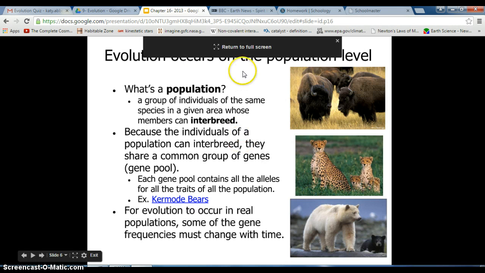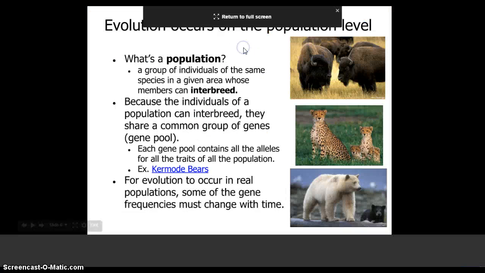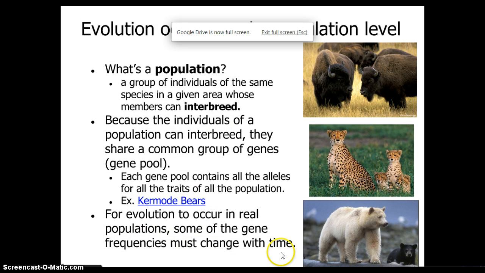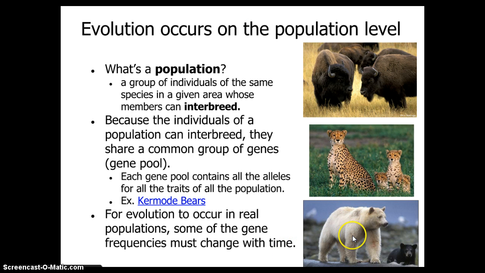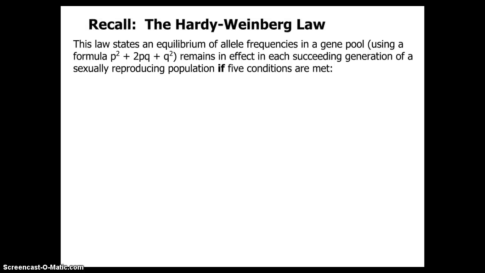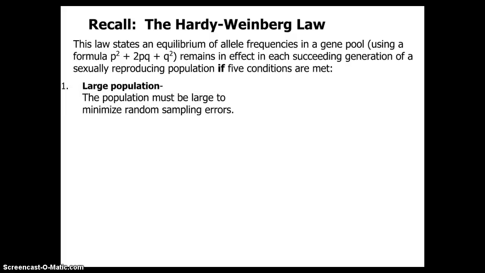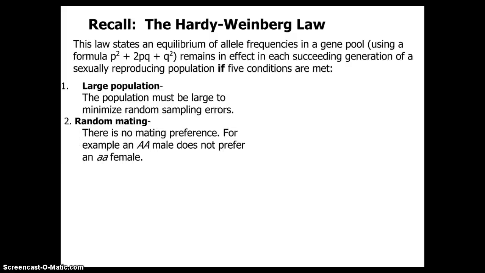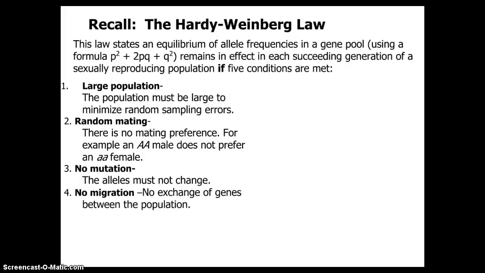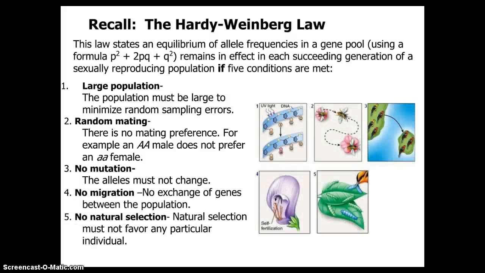So for evolution to happen in real populations, some of the gene frequencies must change over time. So not all the bears are turning white, but if eventually this became selected for, then maybe the white bears would win out. We know about Hardy-Weinberg's law of equilibrium, and he had those 5 assumptions: if the population's large and mating is random, and there are no mutations, and there's no migration, and there's no natural selection, well then the allele frequency will stay the same.